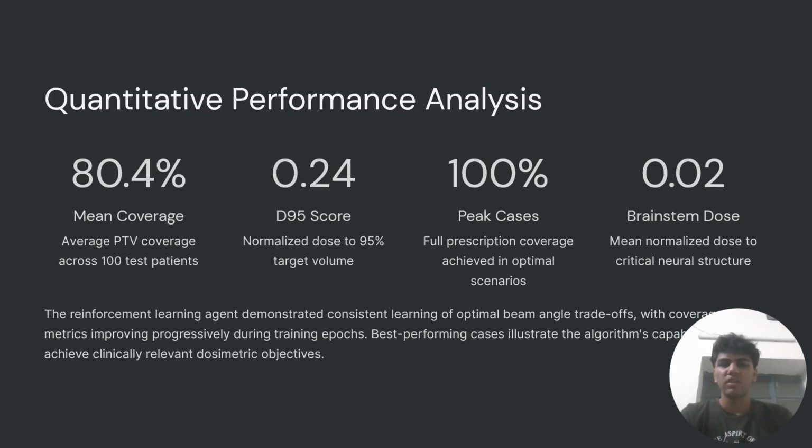Overall, these values reinforce that the RL agent didn't just perform well on a few patients, it generalized. Across nearly 50 independent test cases, it learned a consistent balance, maintaining strong tumor coverage while minimizing dose to critical structures.